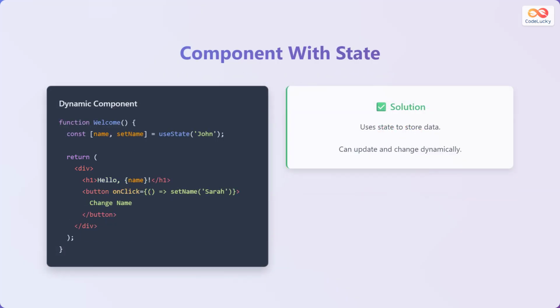Here's the solution of how to make a dynamic component using React state. We declare a state variable named name and a function to update it named setName using the useState hook with an initial value of John. Inside the return statement, the name state variable is used to display a dynamic greeting. A button is added, and when it is clicked, it updates the name state to Sarah using the setName function. This shows a dynamic component.